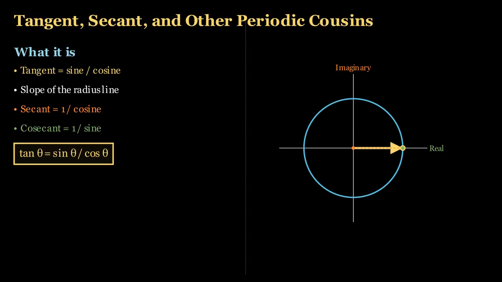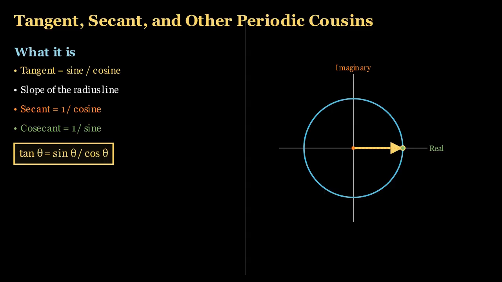We also have 3 flip-side functions called reciprocals. Secant is 1 over cosine. Cosecant is 1 over sine. And cotangent is cosine over sine, which is 1 over tangent. They all come from the same circle family, just looking at different ratios.